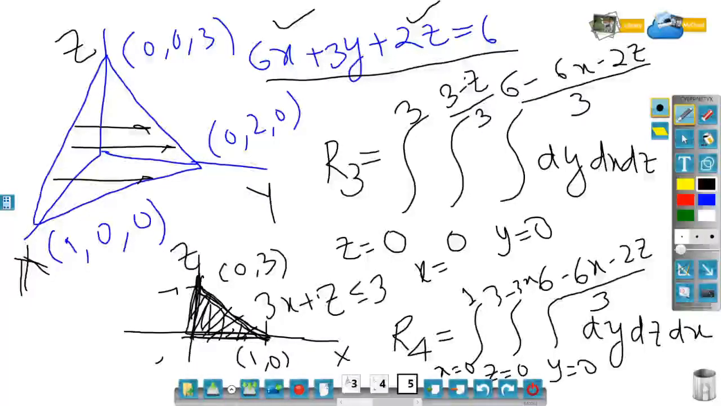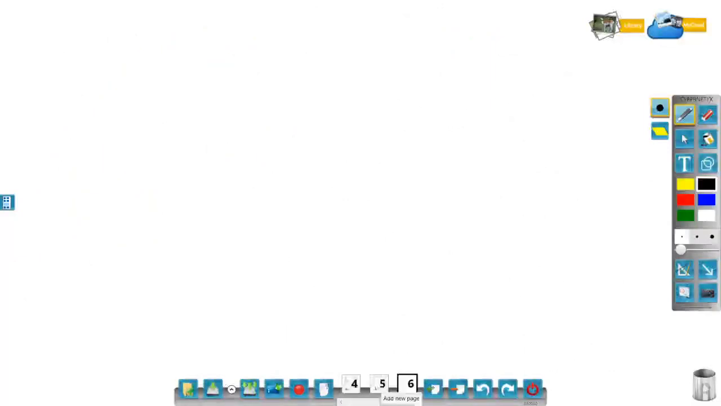Now R5 and R6 I am supposed to write down. So I will write down that also. That's not a difficult part. So let me write down the full solution, since I am giving the full solution.